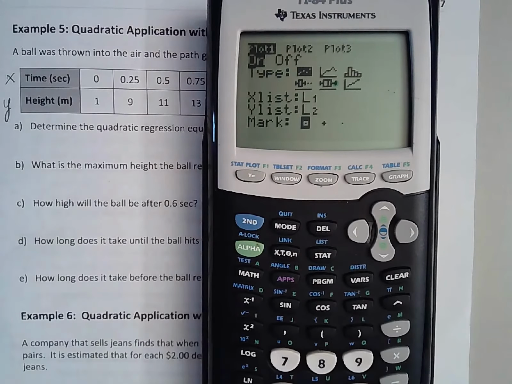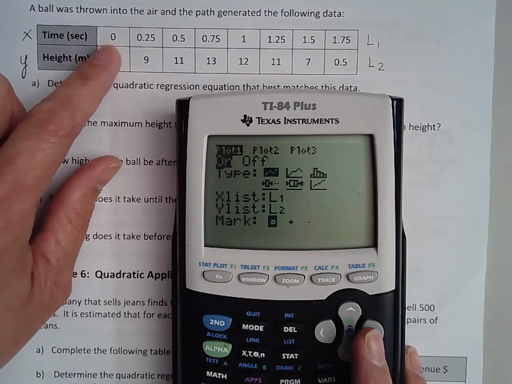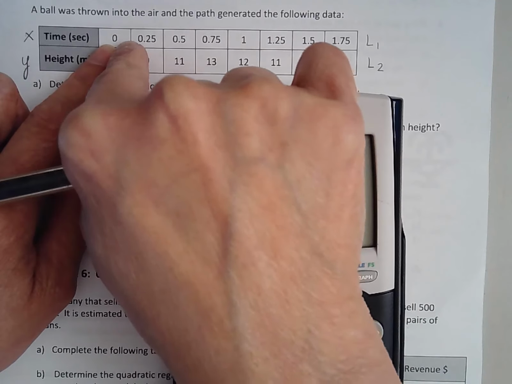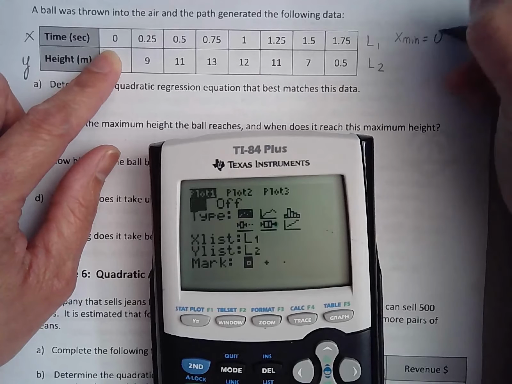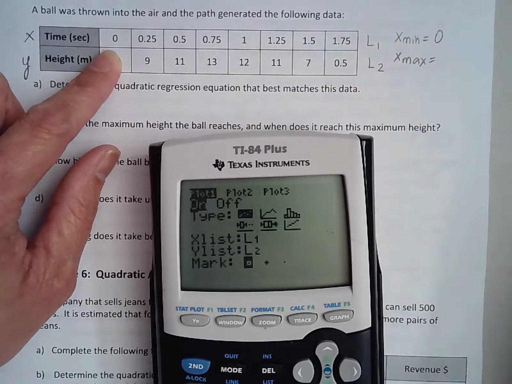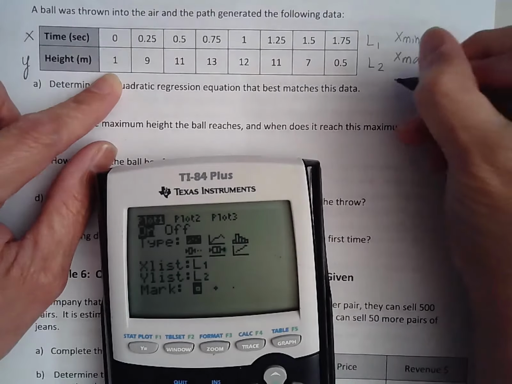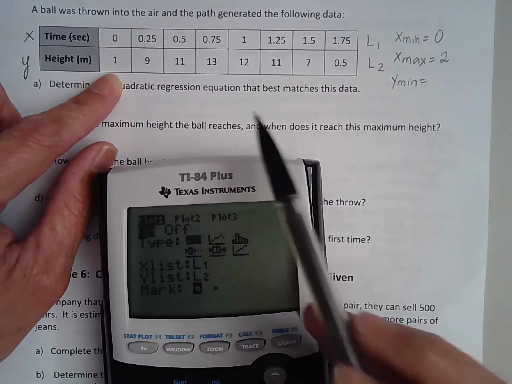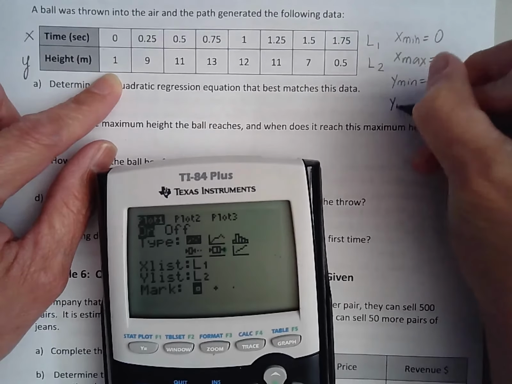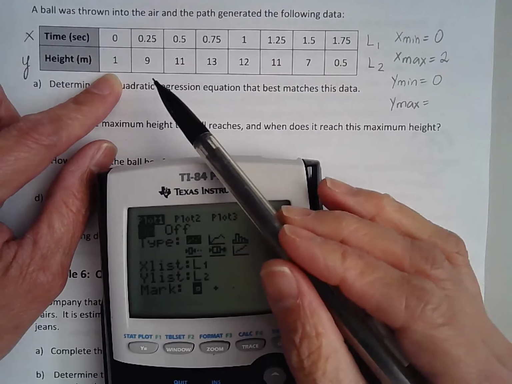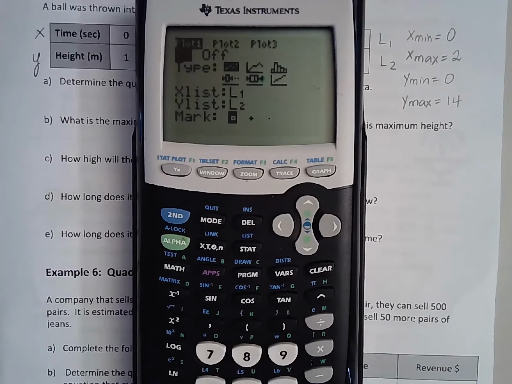Next thing we're going to do is change your window, because the window might not fit our situation. Can you see our x values coming from 0 and the biggest is 1.75? So x min is 0, x max is 1.75, so you can just go 2, or 3, doesn't matter. And then y min. There's a 1 and then there's a 0.5 in there, so we'll just go 0. And what's the appropriate y max? You can put 14 or you can put 15. That's okay. So let's go ahead and change your window so we can see our points.